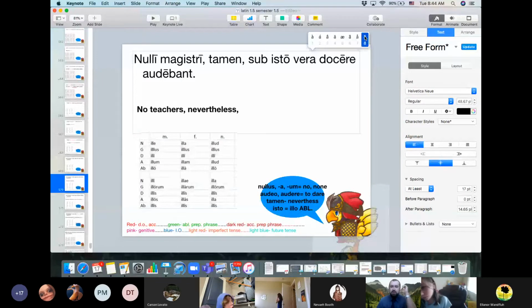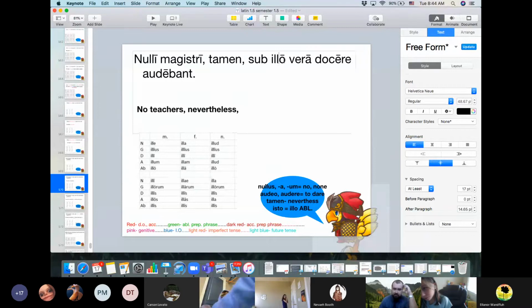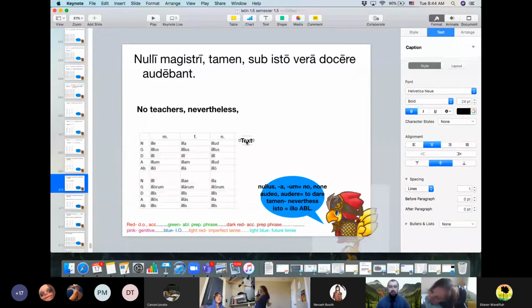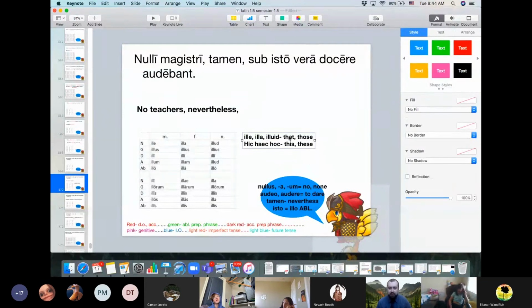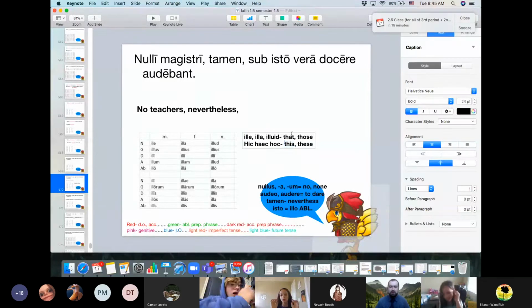No teachers, nevertheless. Sub isto vera. So this one's weird because isto, again, it's the same as illo, basically. Don't think of it as any different. And when I say it's the same as illo, that means it's that or those, right? So illa, illud equals that in the singular, those in the plural. Whereas hic, haec, hoc is this in the singular, these in the plural. It is really easy to get those mixed up. Those almost feel like the same word, this and that. But they're not. We use this for something that's closer to us as a speaker in a sentence, whereas that is further away. So anyway, no teachers, nevertheless.